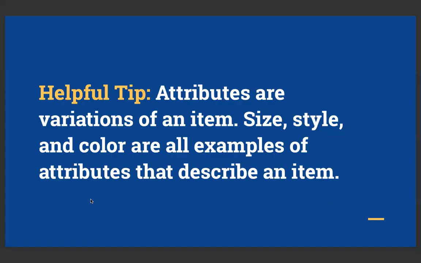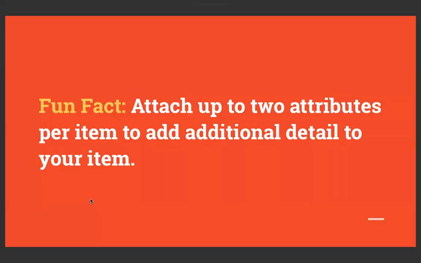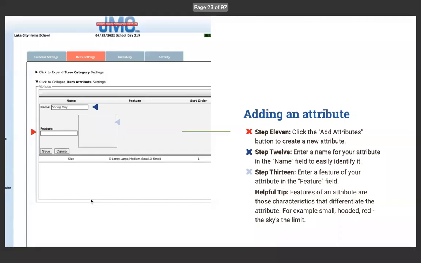Now, here's a helpful tip, and this is going to be very helpful moving forward. Attributes are variations of an item, such as size, style, and color, are all examples of attributes that describe an item. So you can attach up to 2 attributes per item to add additional detail to your item. So step 11, you can click the Add Attributes button to create a new attribute.